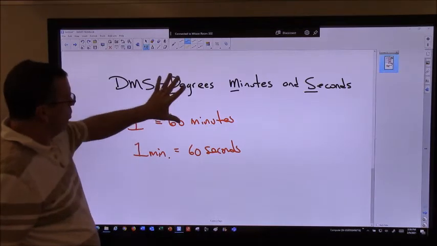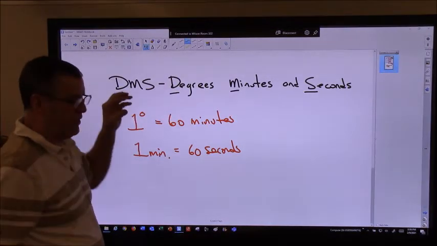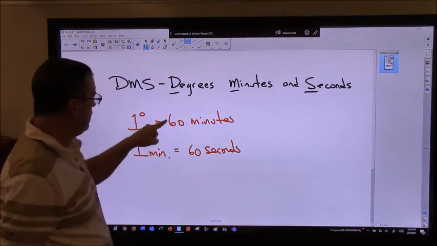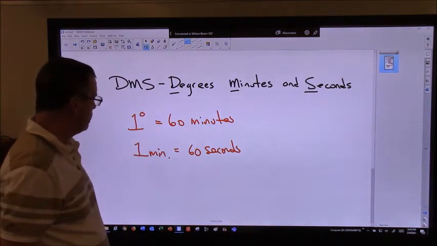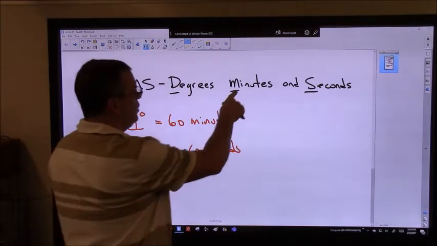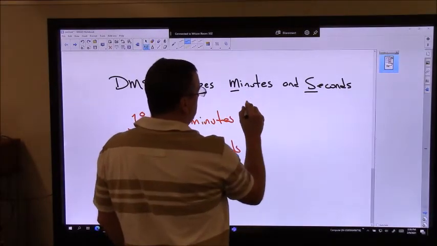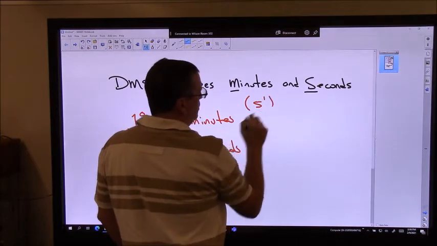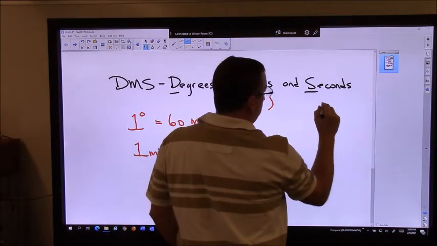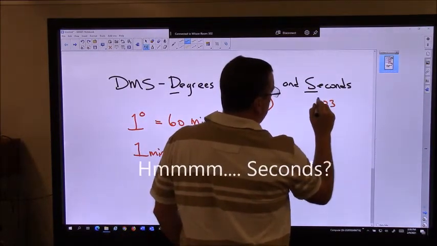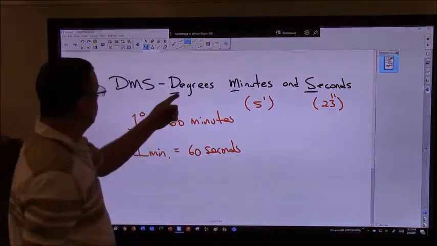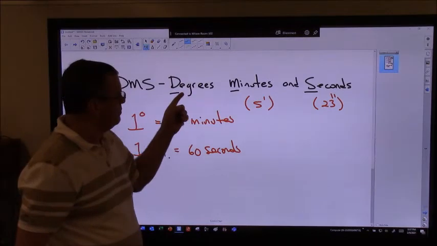But what we can do is we can take an angle measure, maybe it's in decimal form, and put that into degrees, minutes, and seconds. Our abbreviation for minutes looks like this. So let's say we have 5 minutes, and our abbreviation for seconds, let's say 23 seconds, there's 2 tick marks. And of course, this is just a degree symbol.